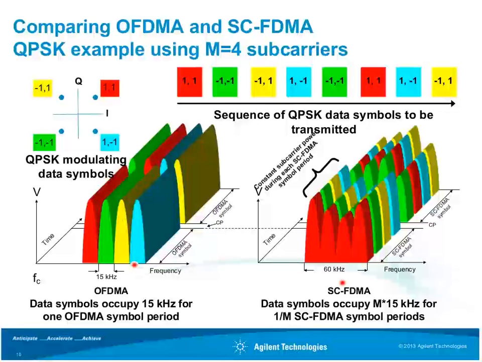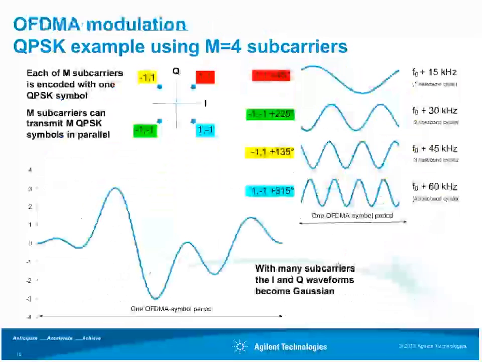a group. Now, for SC-FDMA, the process that we go through looks actually very different. Each of these modulating data symbols occupies the full 60 kilohertz bandwidth, and they end up being transmitted sequentially, which is more like a single carrier type of scheme.